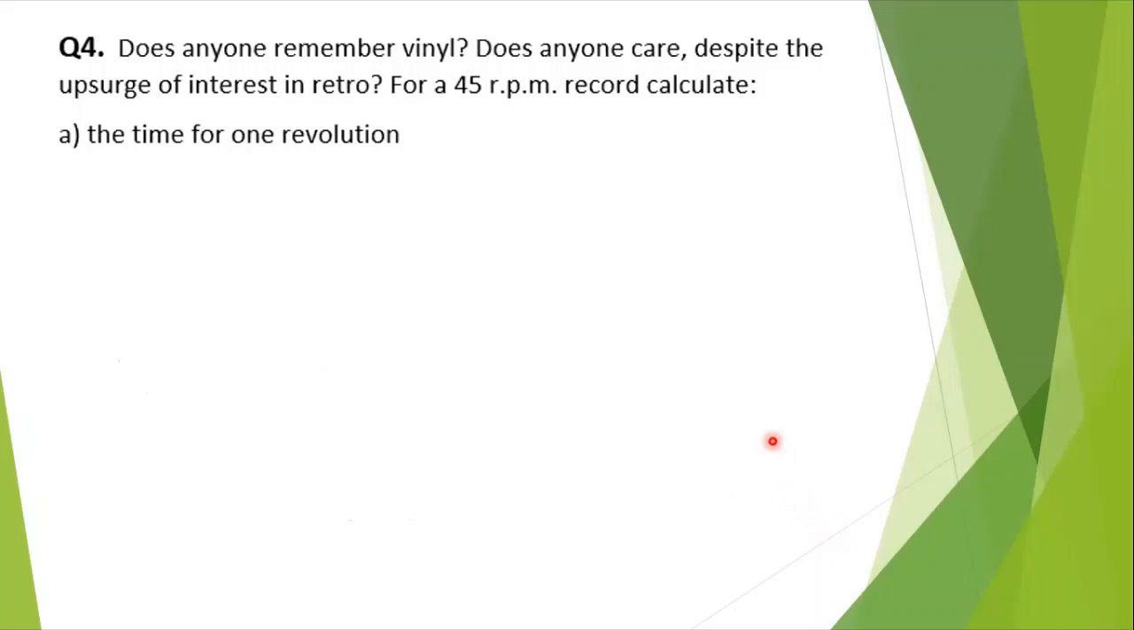Records, vinyl records. For a 45 r.p.m. record, calculate the time for 1 revolution. Well, it does 45 revs in 60 seconds, so it does 1 rev in 60 over 45 seconds, which is, check it out with your calculator, 1.33 seconds. And this is T.